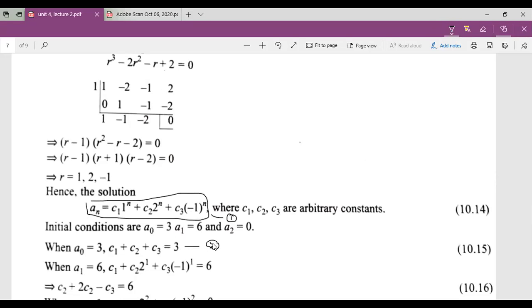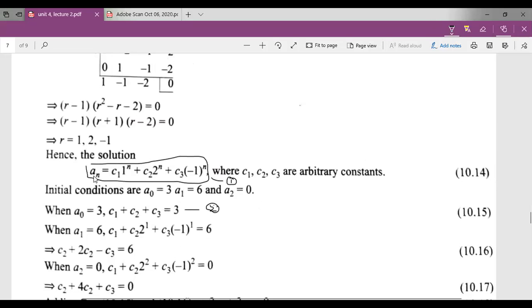Next we put n = 1 in equation 1. We get a_1 = C1 into 1 plus C2 into 2 plus C3 into minus 1. So the equation is C1 + 2C2 - C3 = a_1, and a_1 means 6. So the equation is C1 + 2C2 - C3 = 6. Let it be equation 3.